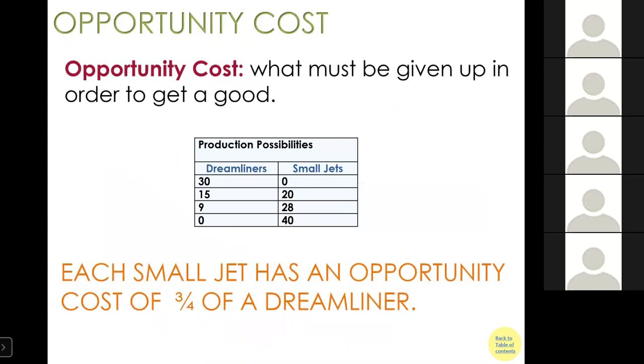So this PPF raises a concept called opportunity cost, which is what we must give up in order to get a good. In this example, we move down the table. We produce less and less dreamliner, but more and more small jet. That just means if you want to increase small jet, you must give up some dreamliner. Why? Because the resource is limited. So in order to allocate resources to produce small jet, we must give up resources being used to produce dreamliner.